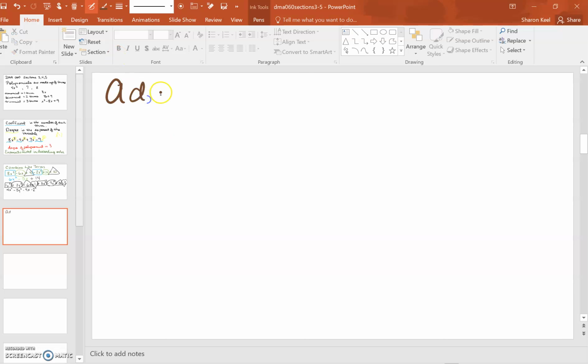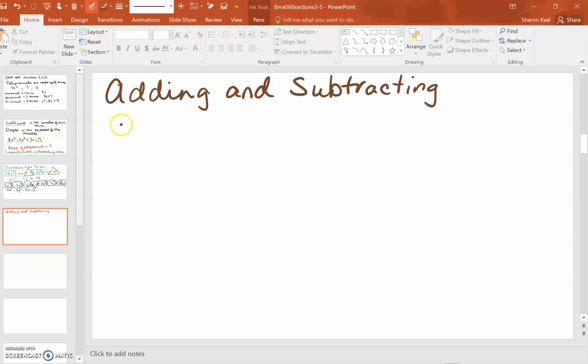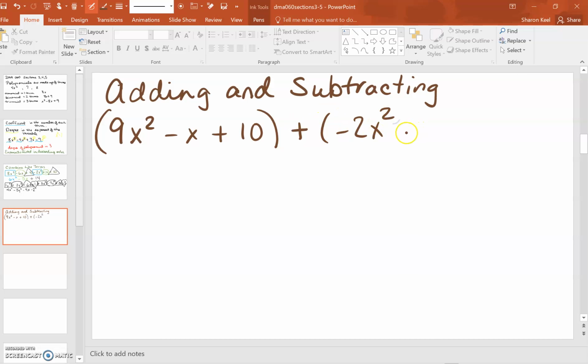So we are going to be adding and subtracting. Adding polynomials is what I just did, combining like terms. So if we were to have 9x squared minus x plus 10 plus negative 2x squared minus 7x minus 5, all we have to do, since it's an addition, is drop the parentheses at the front. So that's 9x squared minus x plus 10.